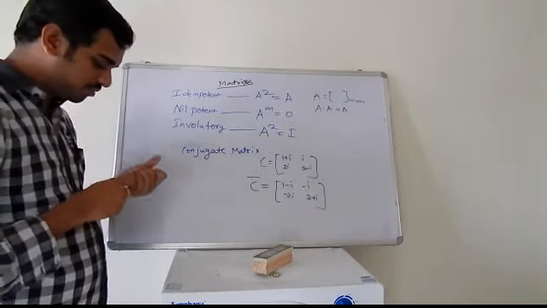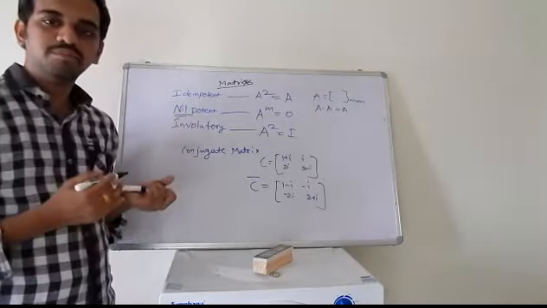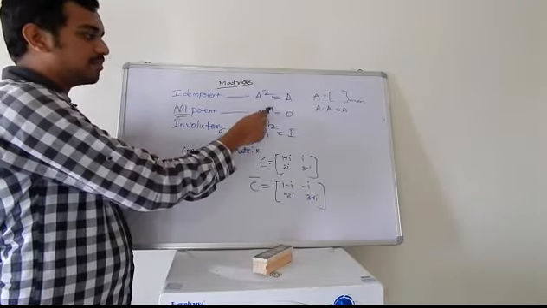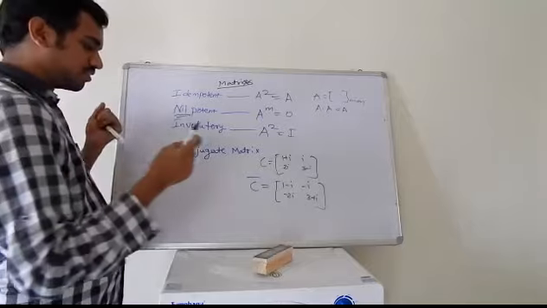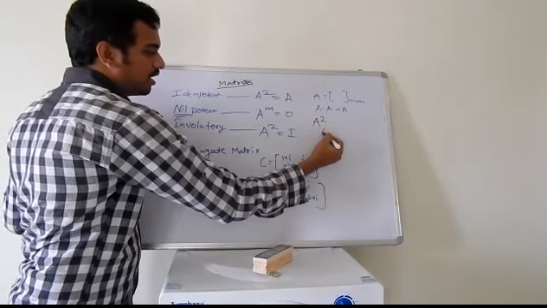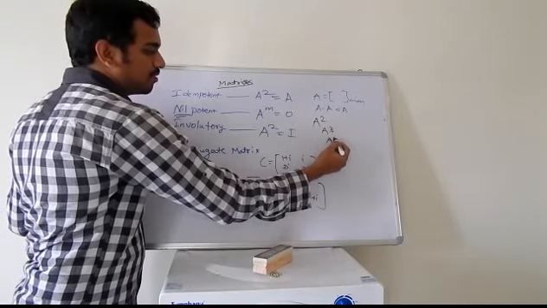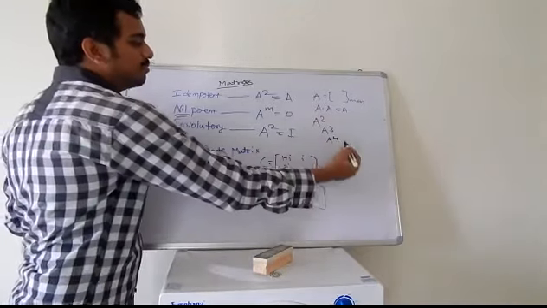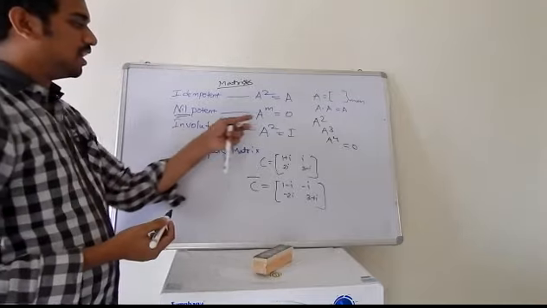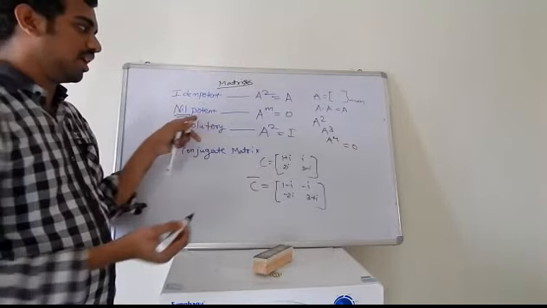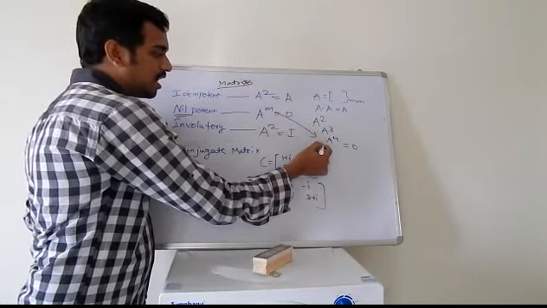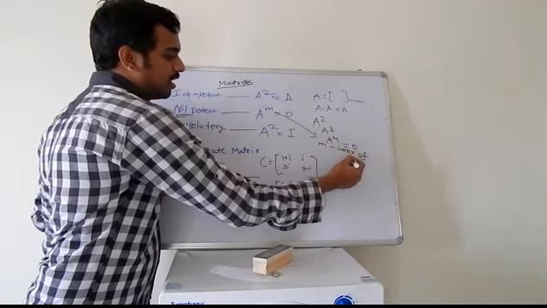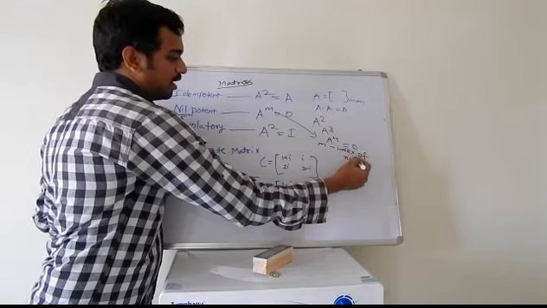Nilpotent. What do we mean by nilpotent? Nil itself says it is 0. If any matrix is raised to some power, for example A square, A cube, or A power 4, anything, and that value equals 0, it is termed nilpotent, and that power is indicated as the index of nilpotent.